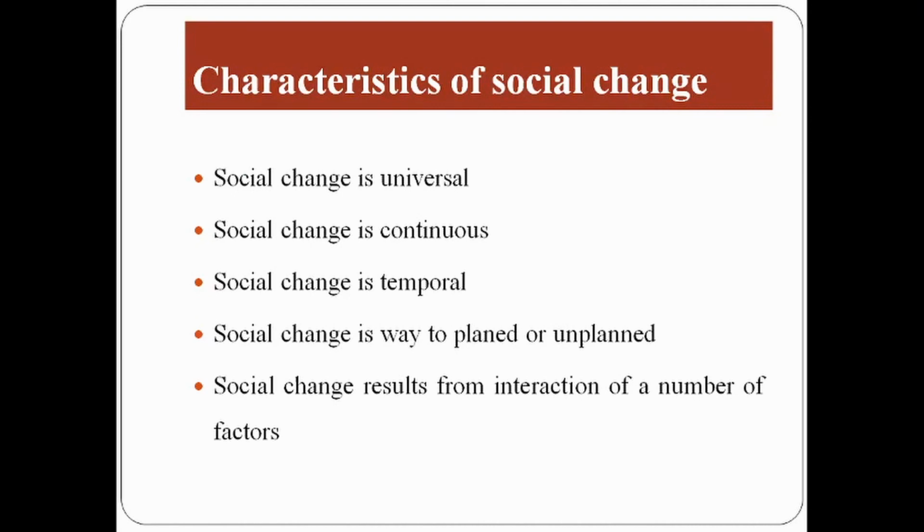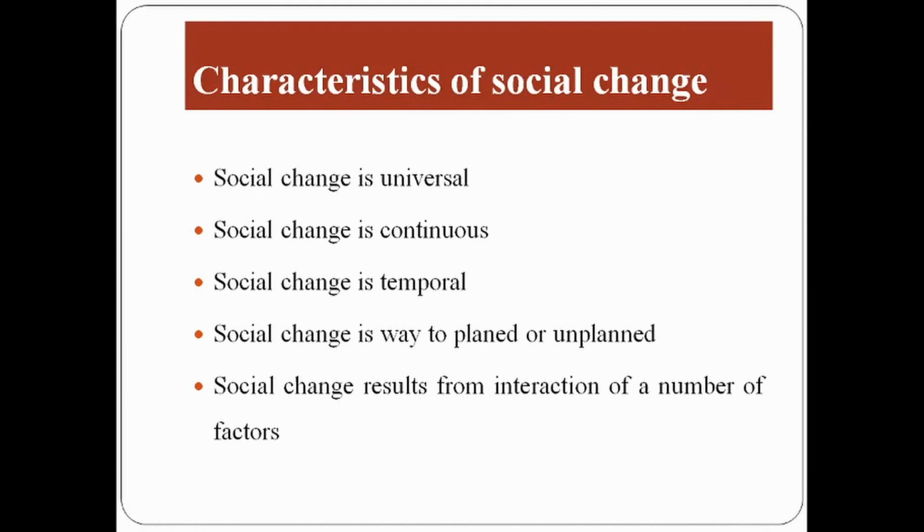Next, social change may be planned or unplanned. That is, social change takes place sometimes with planning and sometimes without planning. The social change which occurs in a natural course is called unplanned change. Unplanned changes are spontaneous, accidental and the product of sudden decisions. Usually, such changes result from natural calamities like flood, drought, volcanic eruption, etc.